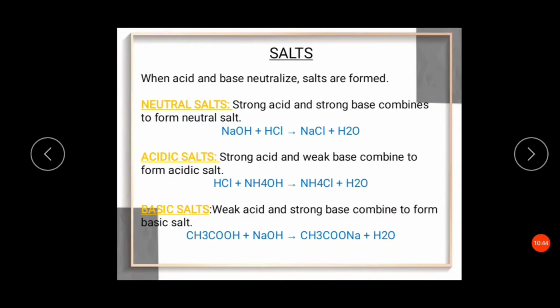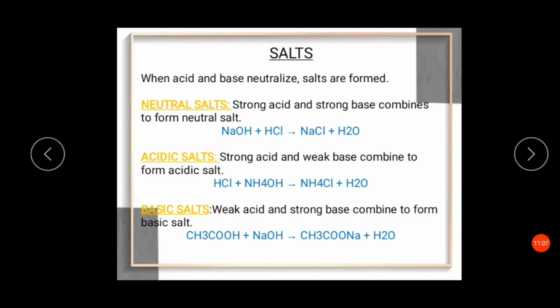Now moving further to the salts. What are salts? When acid and base neutralize each other, when they both mix together and neutralize each other's effect, salts are formed. Okay, you remember this, there is a reaction between HCl and NaOH in which salt, that is NaCl, and water is produced.